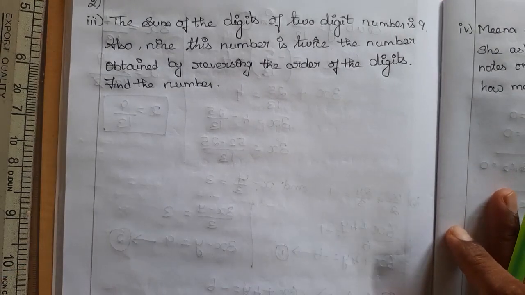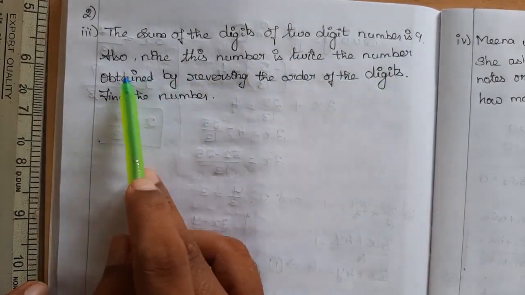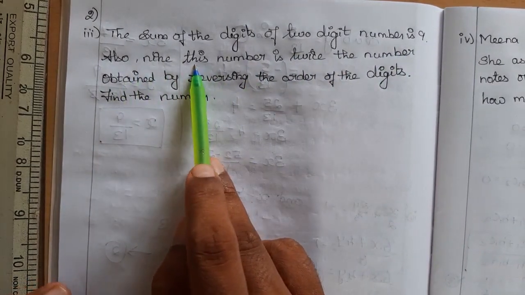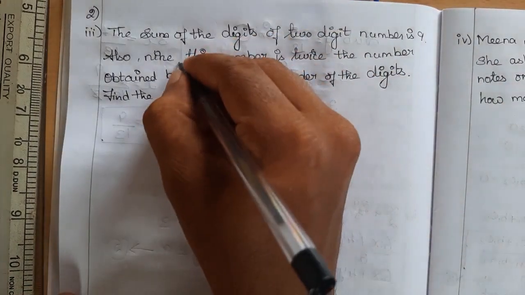So here we go for the word problem. The sum of the digits of a 2-digit number is 9, and also this number is 9 times, once again the question.